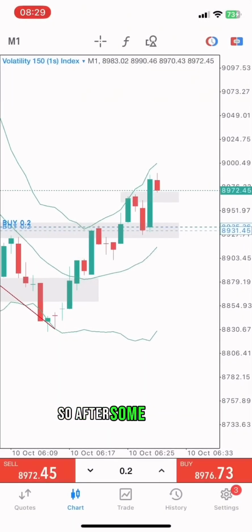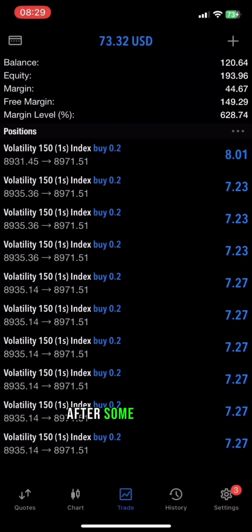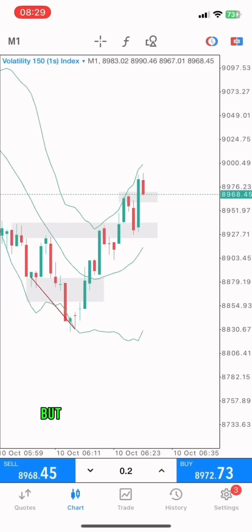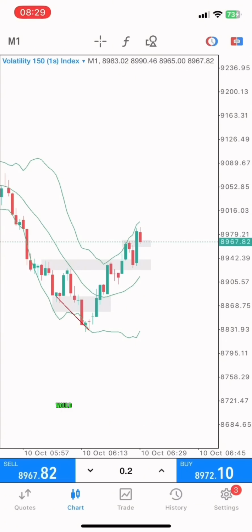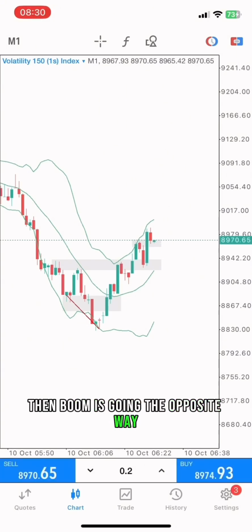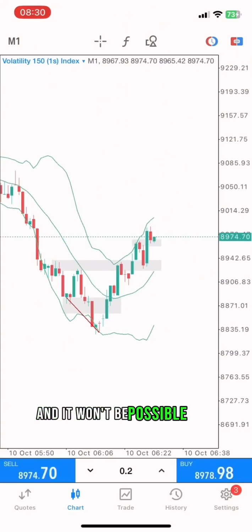So after some minutes, you see this was my trade. After some minutes, it seemed like it wanted to retest, but it was just to scare you. Sometimes the market would seem like it's going opposite just to scare you, and you close, then boom, it's going the opposite way, and you try to close to start again, and it won't be possible.